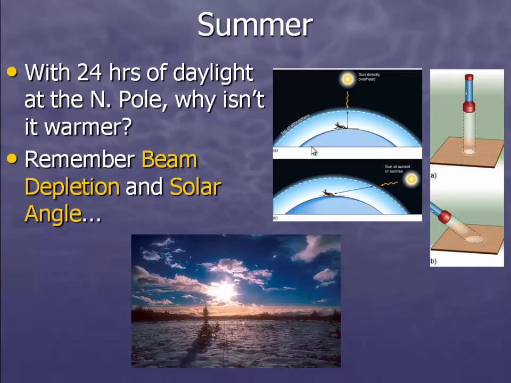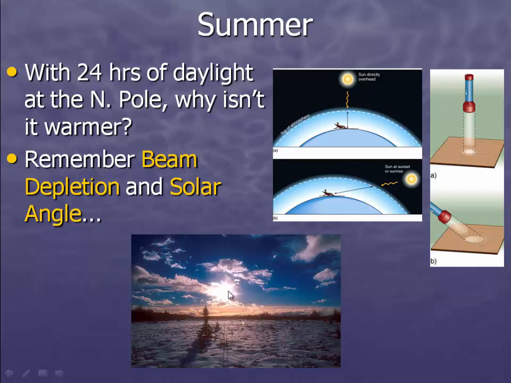That would be an excellent test question to pose you. Even though there are 24 hours of daylight at the North Pole, why isn't it warmer there? Well, the bottom picture is actually Fairbanks, Alaska at high noon, so 12 noon, on June 21st. That is basically the highest in the sky the sun ever gets in Fairbanks, Alaska. Okay? So all day long you have sunlight, but all day long it's at that angle.